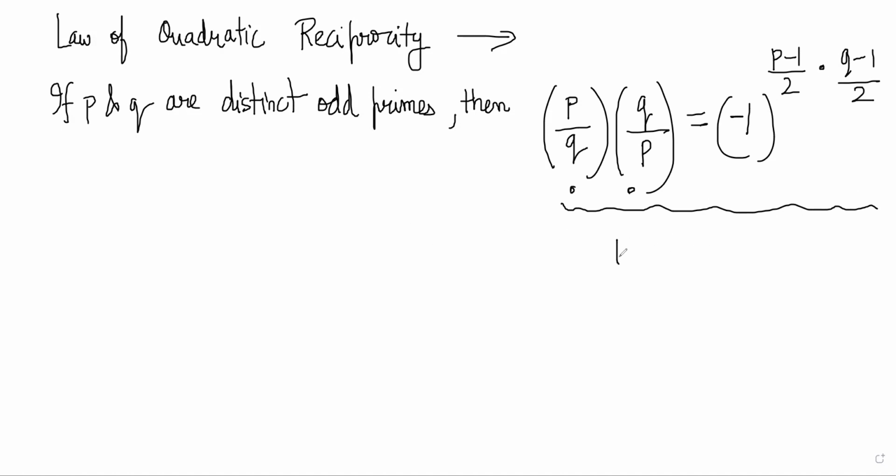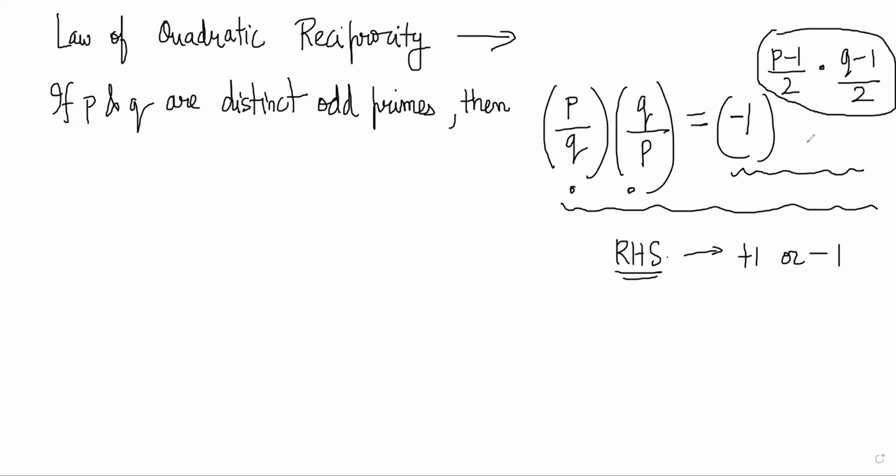Now, obviously, the RHS is a power of -1. So it could be taking the value of +1 or -1, depending on the value of the exponent, right? It depends on whether the exponent is a multiple of 2 or not. If the exponent is even, you get +1. If the exponent is odd, you get -1, right? Now, let's take the case where the exponent is even. So that means the RHS will become +1, right?